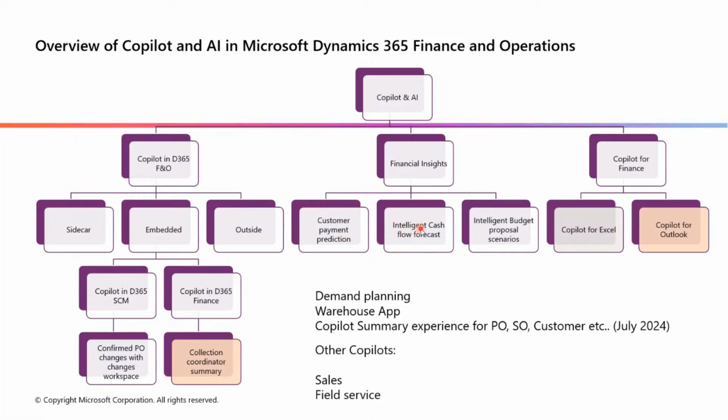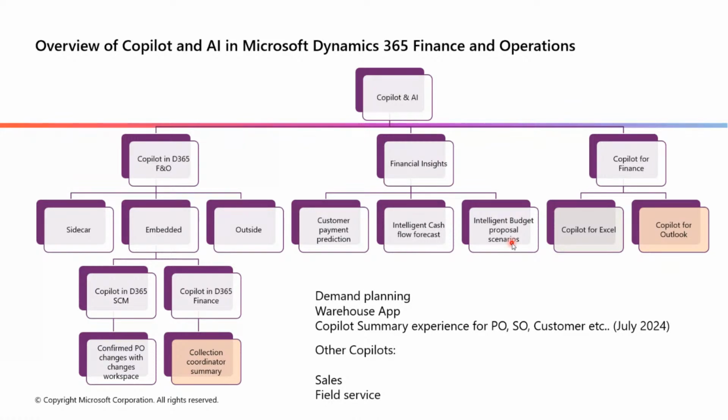Similarly, the cash flow forecast statement, where you can do the cash flow forecast by adding the external data and also doing some what-if analysis, the AI predictive analysis to predict your cash inflow and cash outflow. And the similar capabilities are available for your budget proposal scenarios as well. So these are not Copilot, but these are your AI features which you have within the applications.